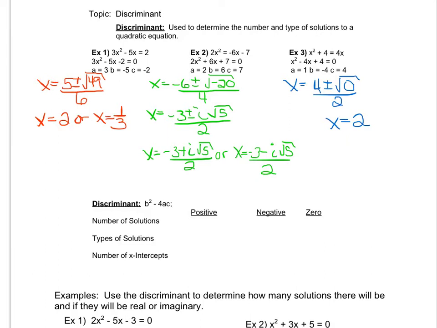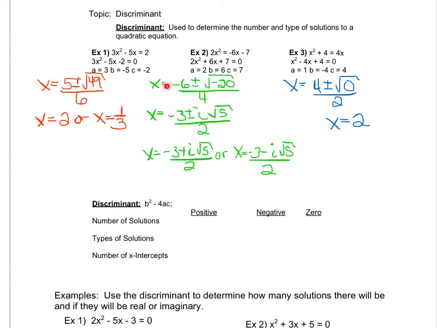So if you're going, whoa, where did those come from? I did my work on a separate sheet of paper to do the quadratic formula. When I use the quadratic formula on example 1, here is what I got after simplifying my original expression as much as possible. Simplifying a little bit further, I got an answer of 2 and an answer of 1/3.